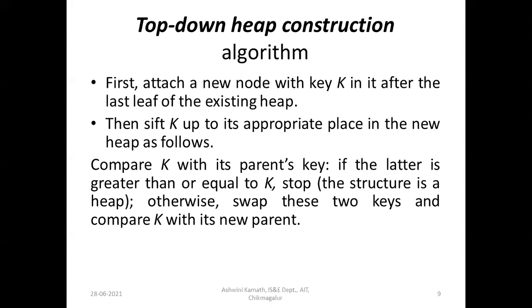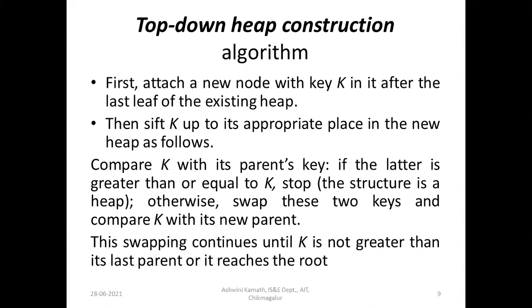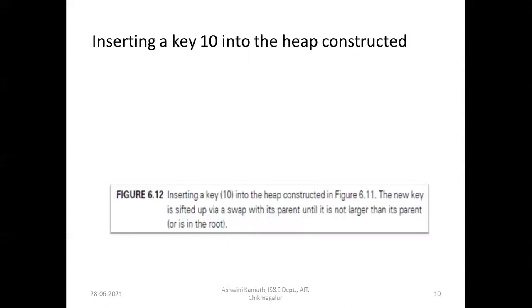Otherwise, swap these two keys and compare k with its new parent. We have to swap and then compare it with its new parent. This swapping continues until k is not greater than its parent or it reaches the root. Whatever we have discussed with an example is the same thing. I hope you understood this algorithm.